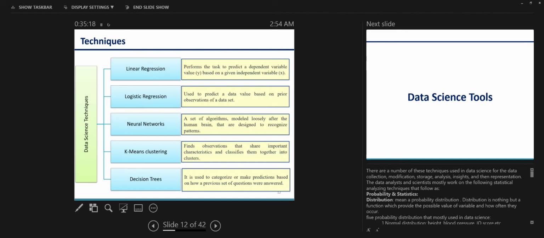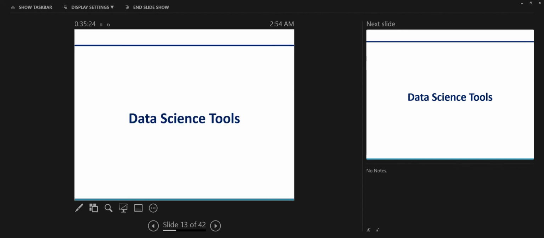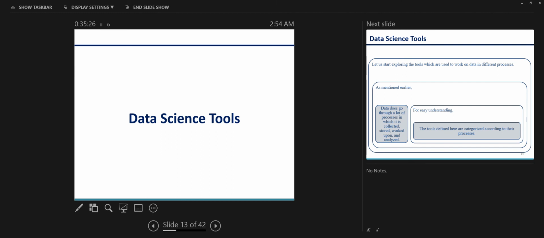Next we are going to talk about the tools, what type of data science tools are used in these techniques. With the help of the tools we can analyze the information and make decisions.